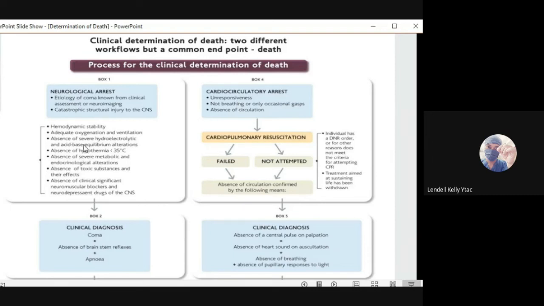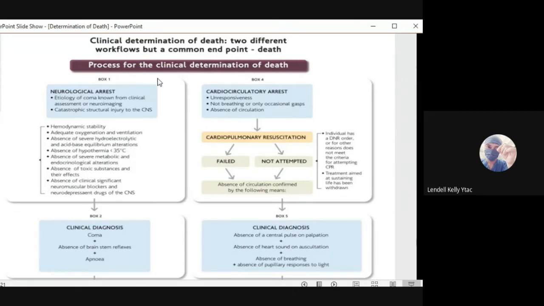So on the other hand, we have the neurological arrest, no. Hemodynamic stability is affected. Adequate oxygenation and ventilation. So meron siyang adequate oxygenation and ventilation because the heart and the lungs are working. Absence of severe hydroelectrolytic and acid-base equilibrium alteration. So it could be na maapektuhan na yung acid-base balance. Absence of hypothermia. So walang hypothermia, no?